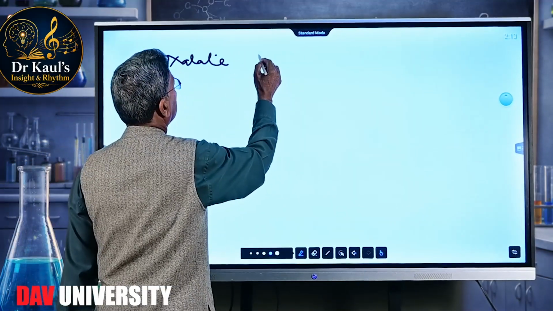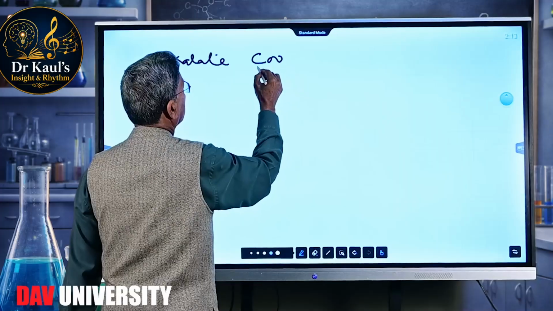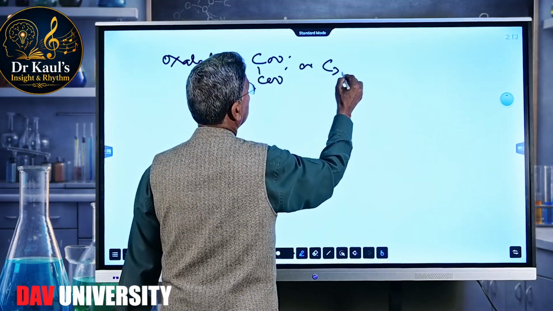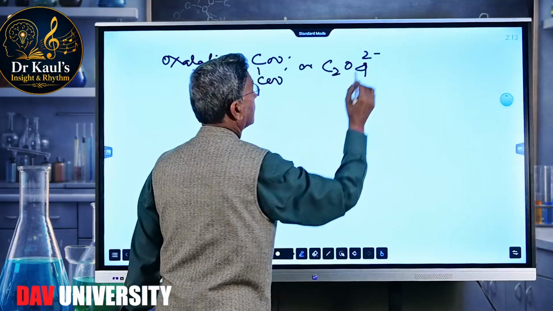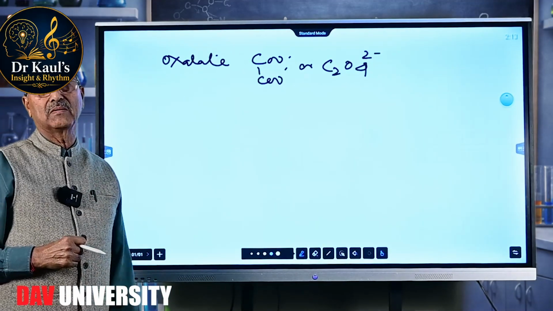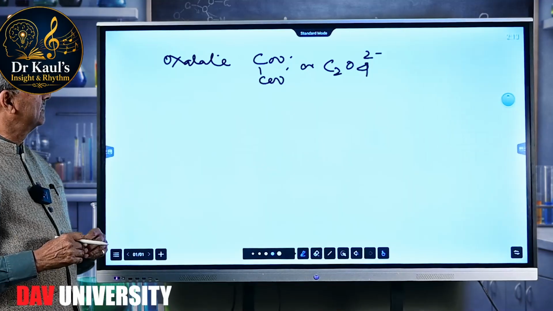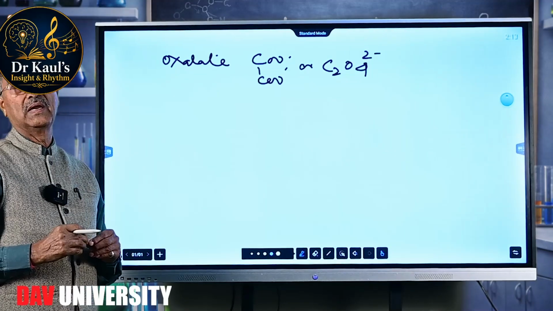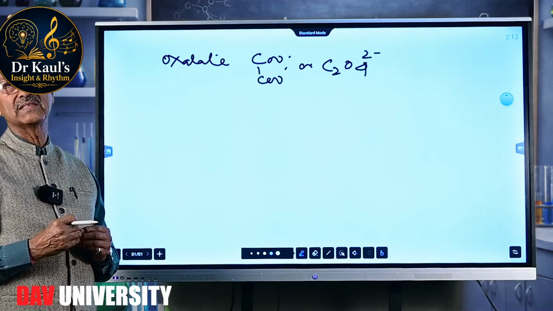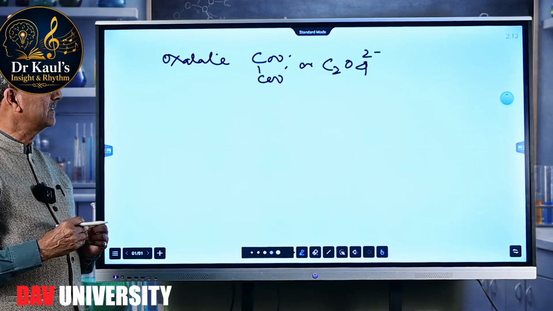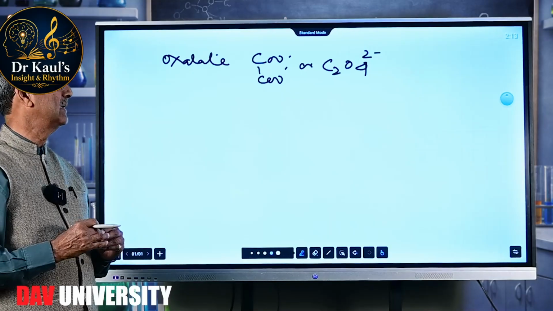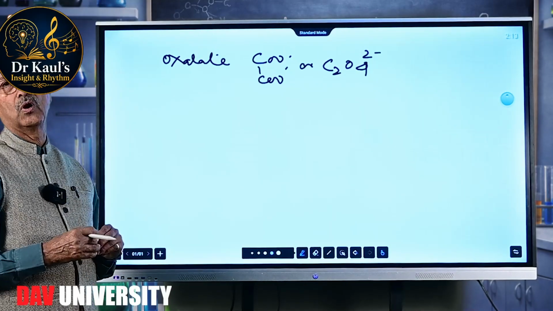Oxalate ion. It is generally written as C2O4 2 negative. Now in this case, the salt mixture is heated with concentrated H₂SO₄, and we observe the characteristics of emitted gases. If a colorless, odorless gas is evolved, then it is due to oxalate.